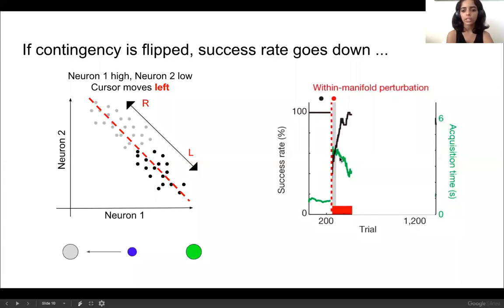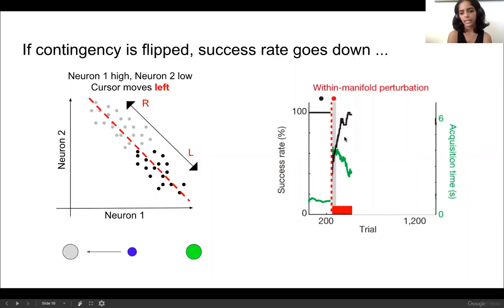And the acquisition time goes up. Instead of taking something like 1 second, quickly going to the right, it first goes left, then moves around somewhere randomly, and somehow achieves the target in something like 2 to 3 seconds. So in both metrics, the performance has become worse.